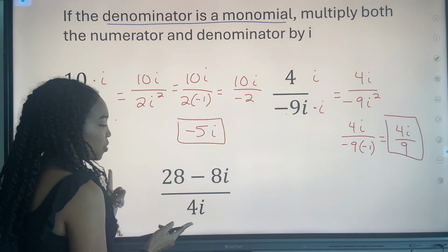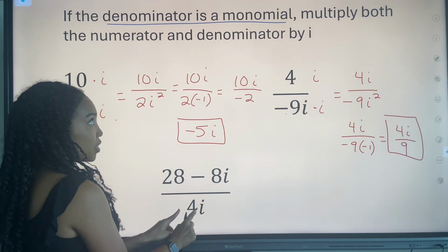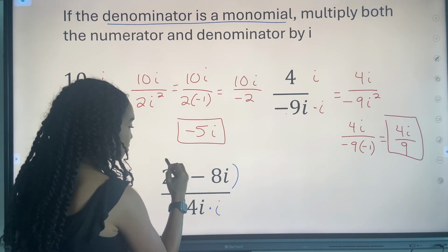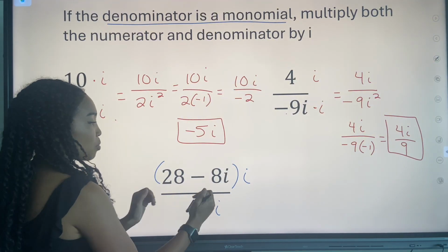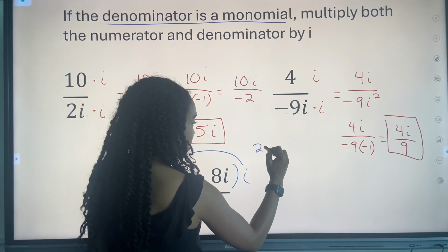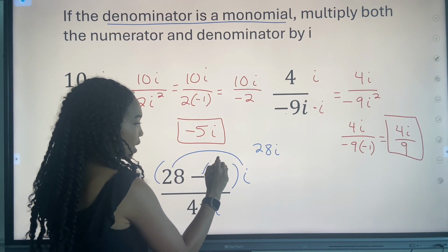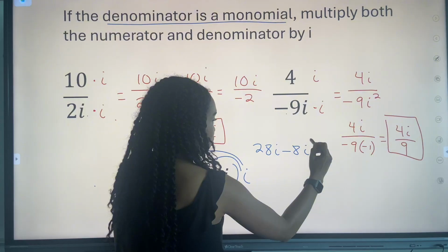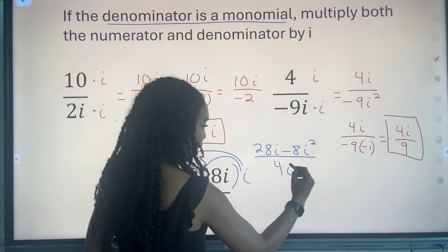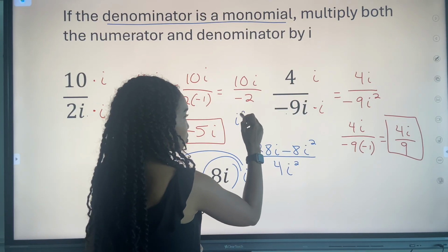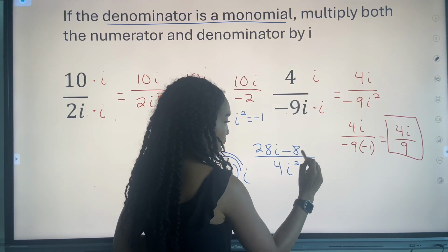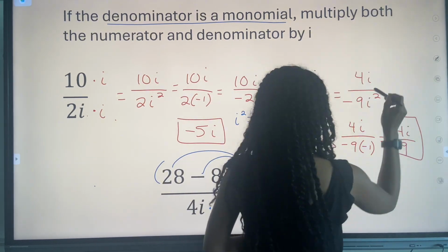For this problem, notice I still have a monomial in the denominator. So whenever you have a monomial in the denominator, you multiply by i. And I'm going to multiply the entire numerator by i. 28 times i is 28i. -8i times another i is -8i squared. The denominator, you have 4 and then 2 i's would be i squared. Now we're going to use the rule that i squared is equal to -1. So I'm going to replace these i squareds with a -1.